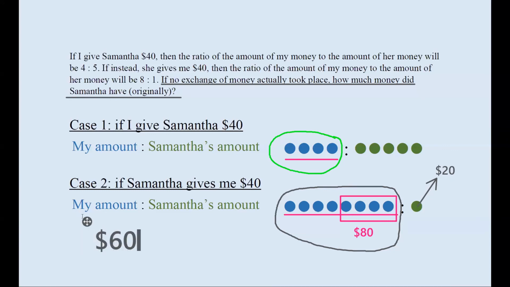It's a difficult problem to do visually, but the key is to see that the difference between the amounts in the gray circle and the green circle has to be 2 times 40. That's the key here.